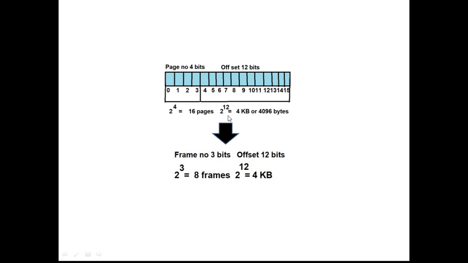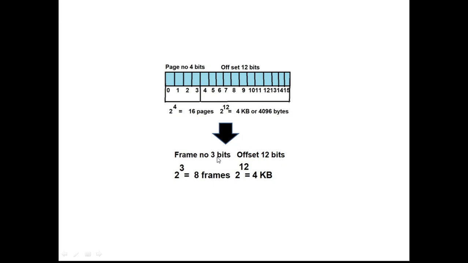And you can also see that it exactly matches our given values: 2 power 4 equal to 16 pages and 2 power 12 equal to 4096 bytes. So totally there are going to be 16 into 4096 amount of memory.